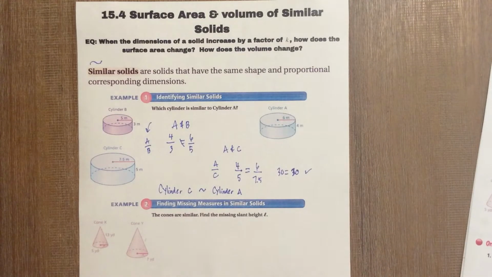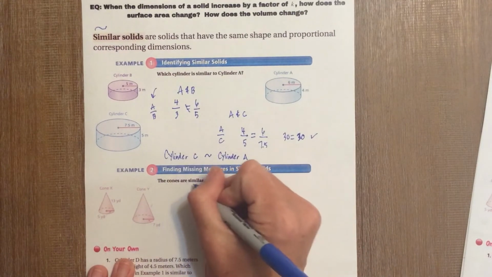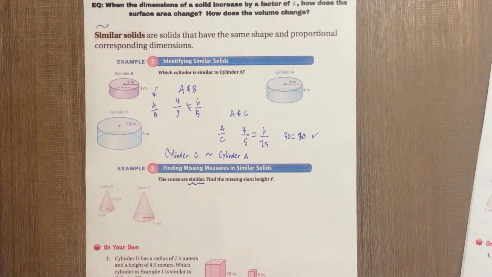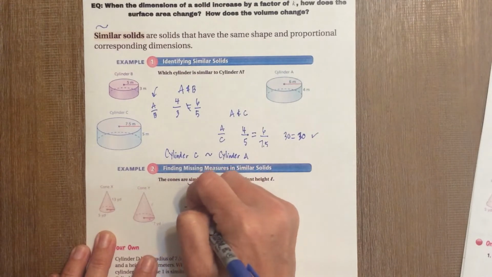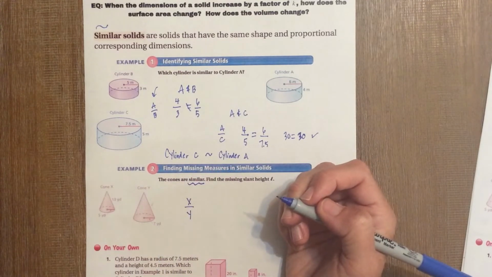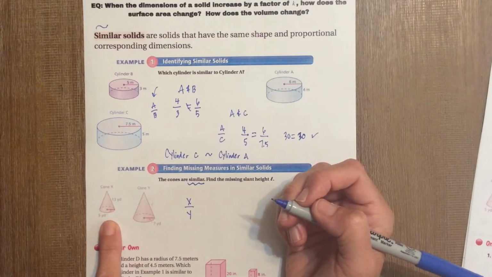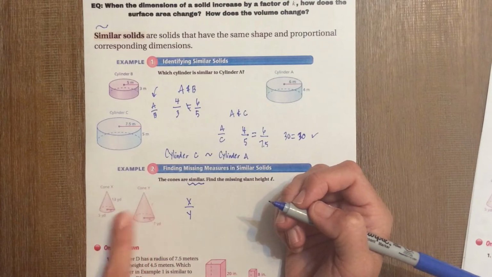All right, so now we can use that whole idea to find missing dimensions. Here it says the cones are similar. You need that information to be able to set up a proportion. By me saying they're similar or the directions telling you they're similar, you're able to know that everything's proportional, and then you can set up and solve a proportion. All right, so we know that we have cone X and Y, so I could take cone X and put it over the information from cone Y. We have the radius of each and the slant height of each, okay? So I can do radius over radius equals slant height over slant height and solve for my unknown slant height here.